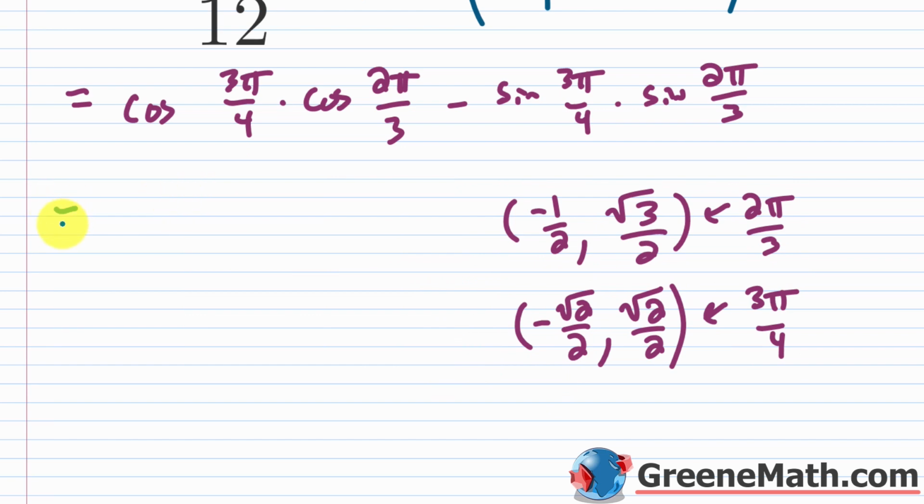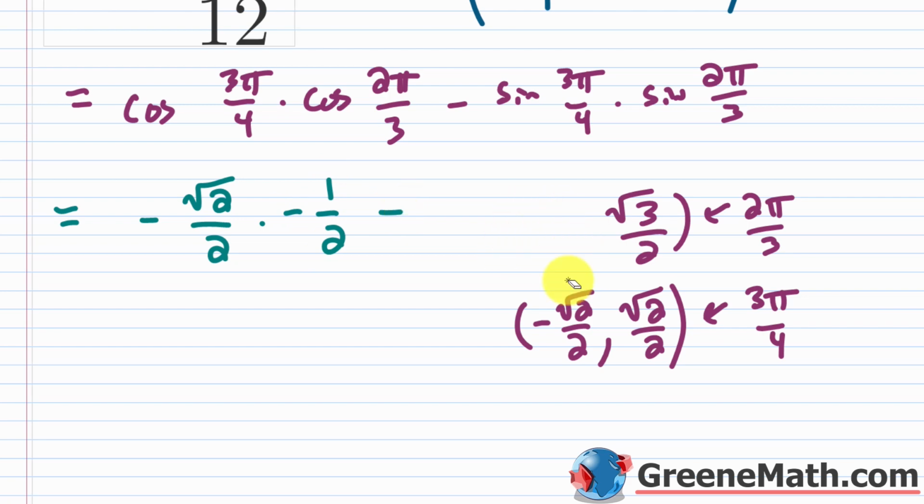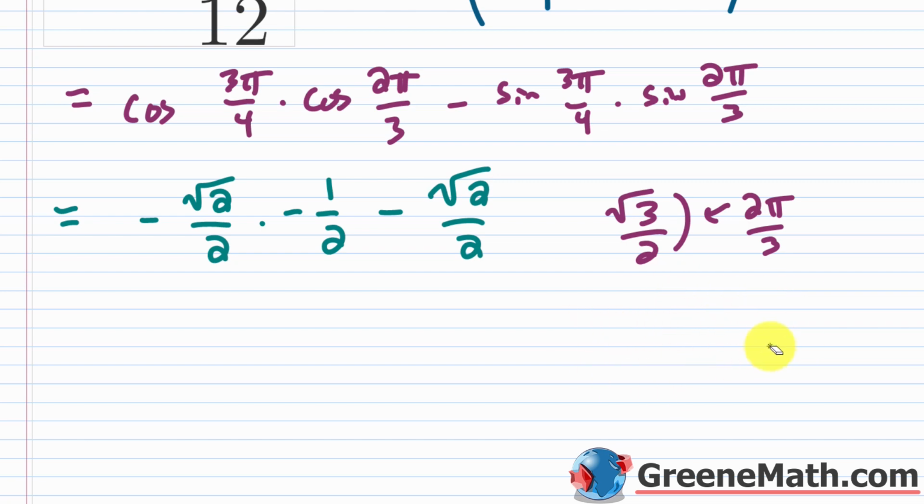So I'm going to say this equals the cosine of 3 pi over 4. Again, that's the x-coordinate from this guy. So that's the negative of the square root of 2 over 2. And then times the cosine of 2 pi over 3. That's the x-coordinate here. So that's going to be negative 1/2. And then I'm going to go minus. Let me get rid of this part right here. We don't need that anymore. We just need the y values. So the sine of 3 pi over 4, again, I need this y value here. So this is the square root of 2 over 2. And let me get rid of this. And the last one is the sine of 2 pi over 3. So that's going to be square root of 3 over 2.